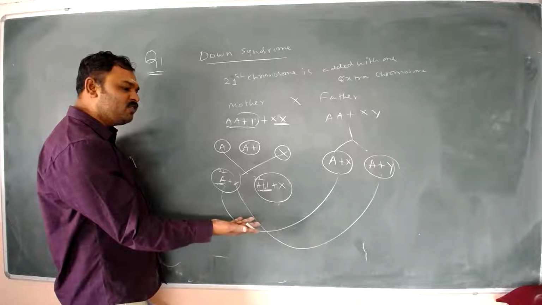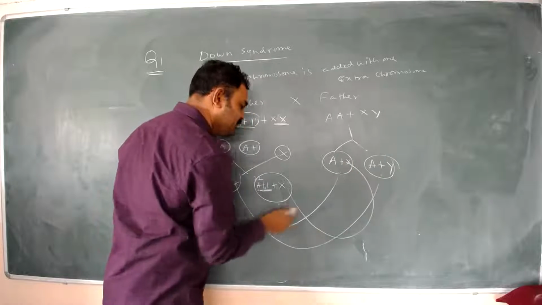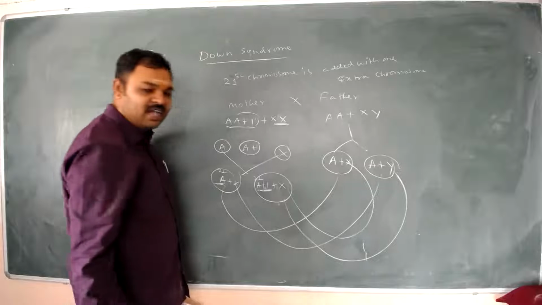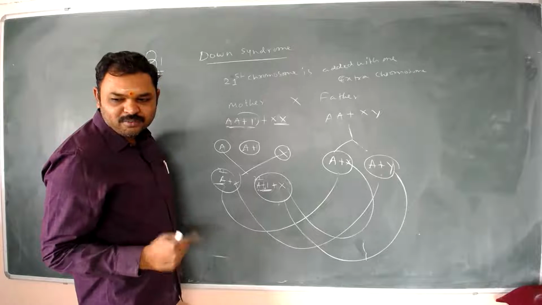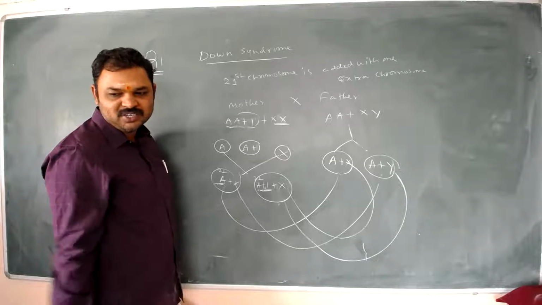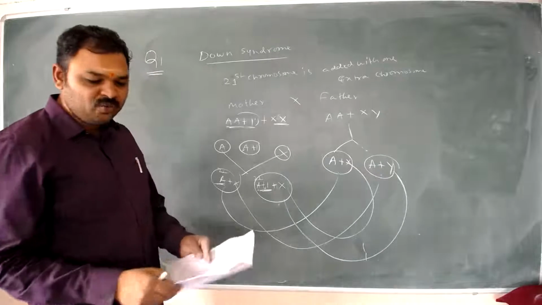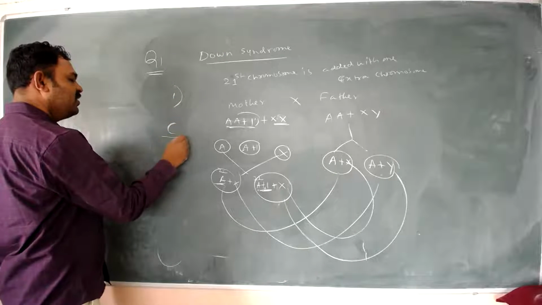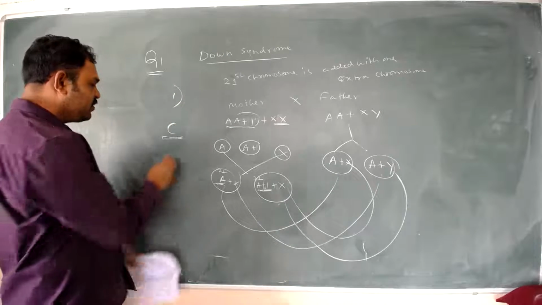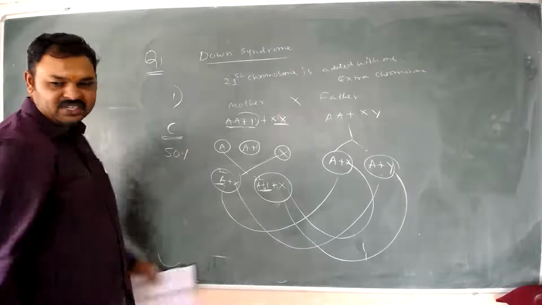But abnormal means what will be their choice here? Like this abnormality, like this abnormality. Out of 4, how many abnormalities will come? 2. So 2 by 4 means what is the percentage? 50%. So what is the answer? The first one, 1 is C. That is the 50%.